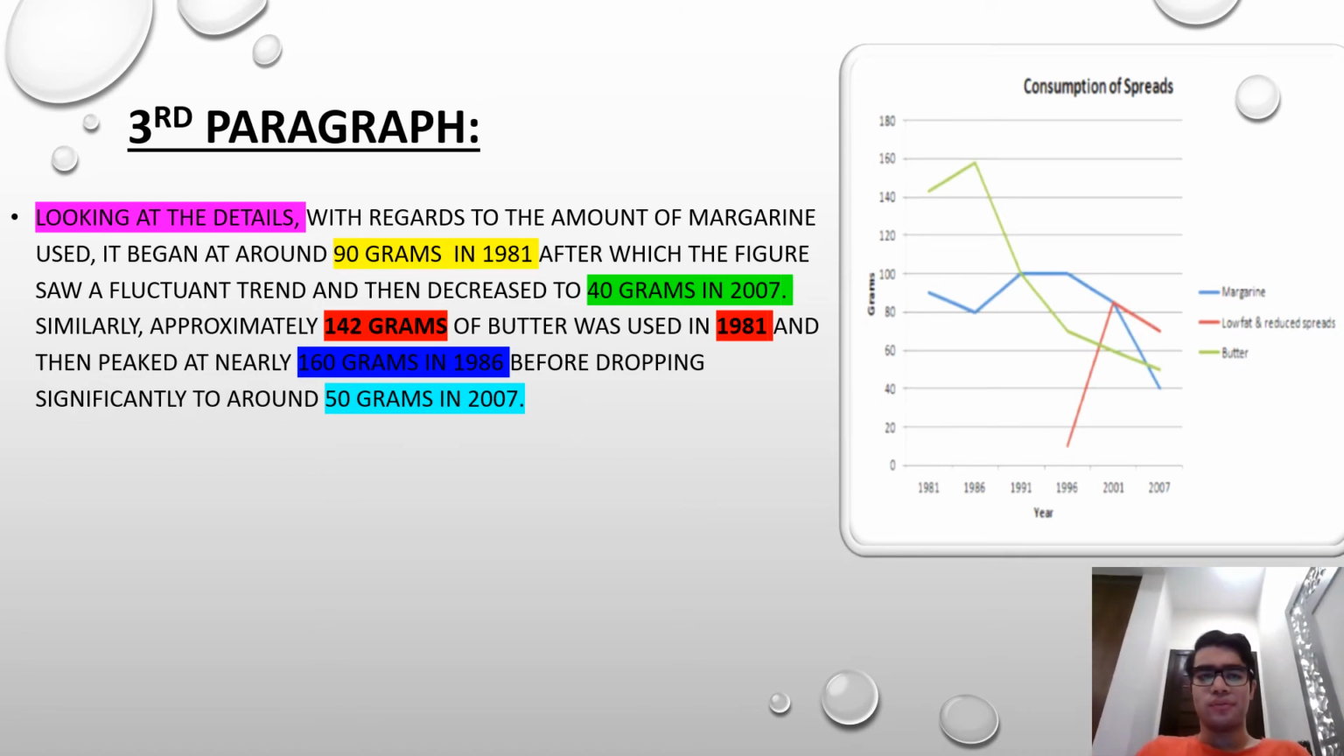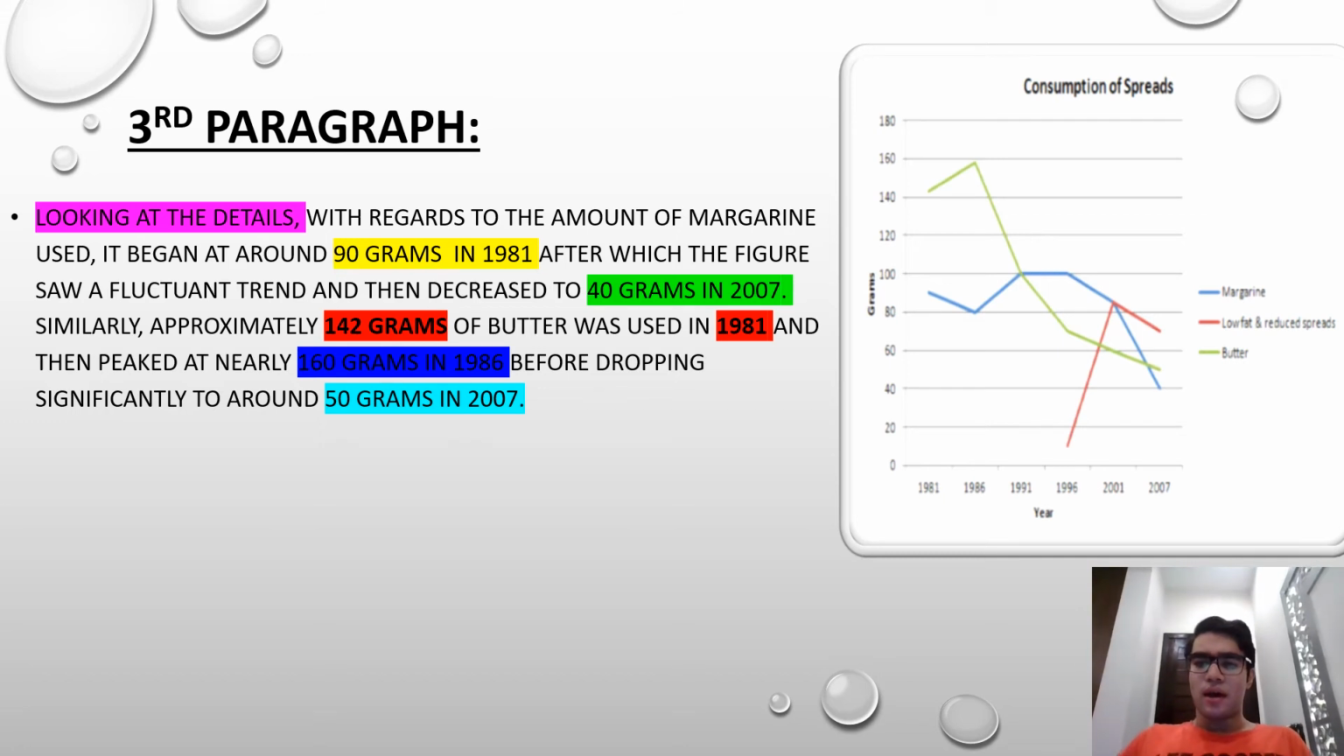Then you could use an adverb and begin your second sentence. So you could say similarly, approximately 142 grams of butter. So butter is the green line. Similarly, approximately 142 grams of butter were used in 1981, and then peaked at nearly 160 grams in 1986. So peaked basically means the highest point, as you know, we have the highest mass over here, the highest consumption basically. So you could say similarly, approximately 142 grams of butter were used in 1981, and then it peaked at nearly 160 grams in 1986 before dropping significantly to around 50 grams in 2007.